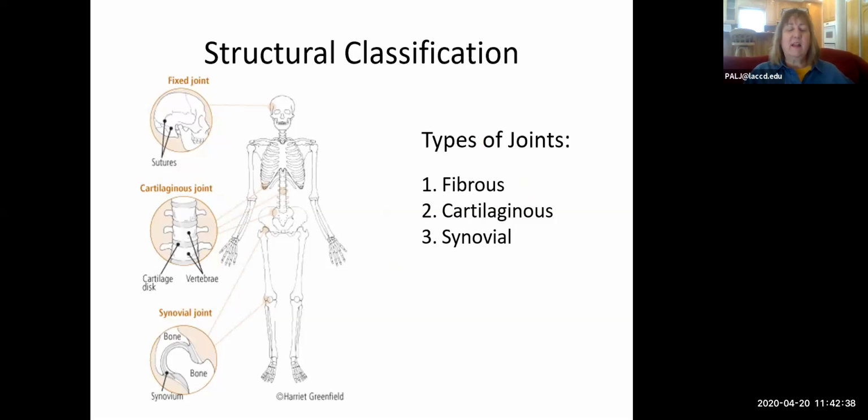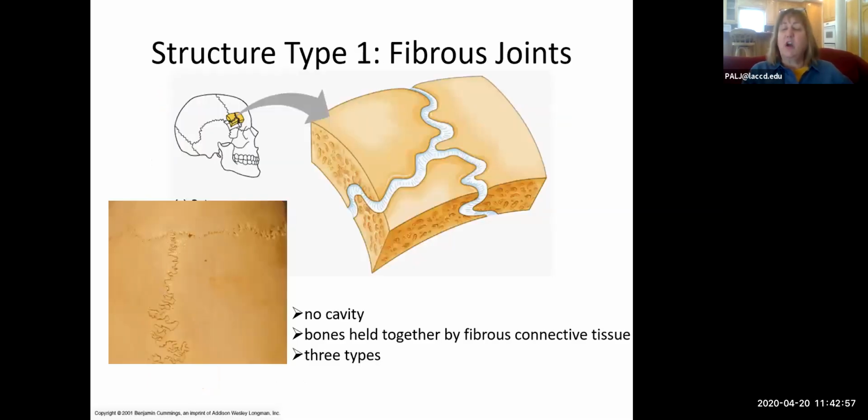So structurally, we're going to classify them three different ways: a fibrous joint, a cartilaginous joint, and a synovial joint. And so once again, we're looking at two different things. We're looking at what is connecting, and is there or is there not a space between them. So let's go ahead and get started with this. And we're going to start with the fibrous joints.